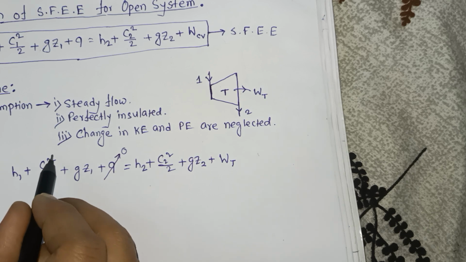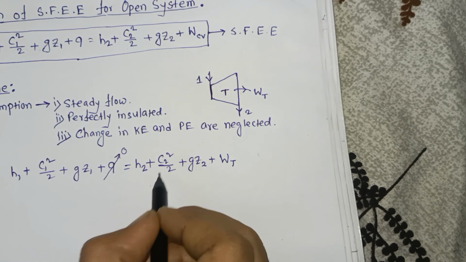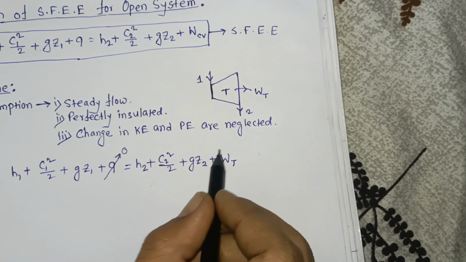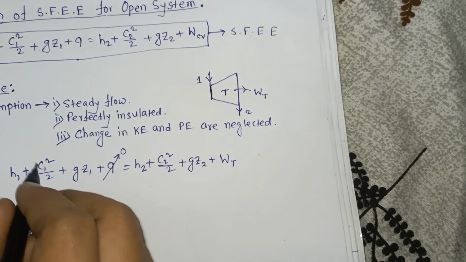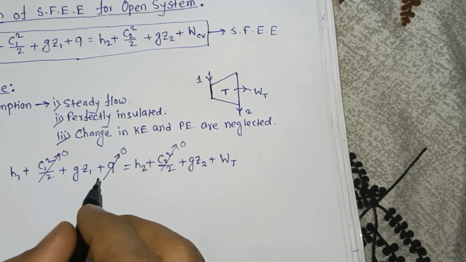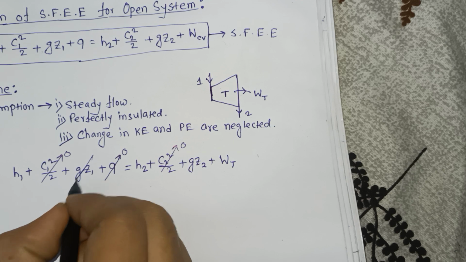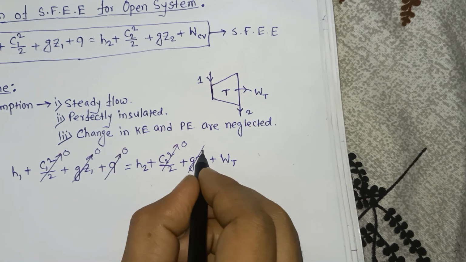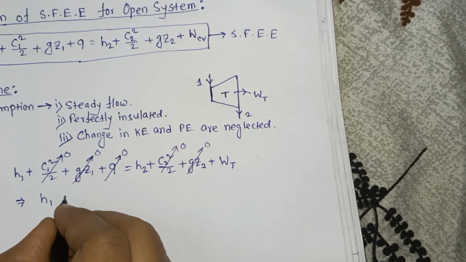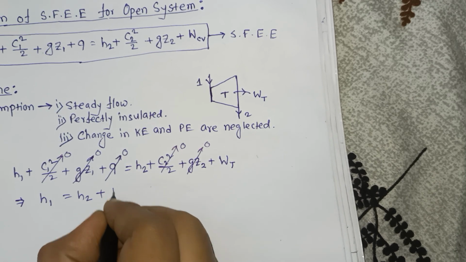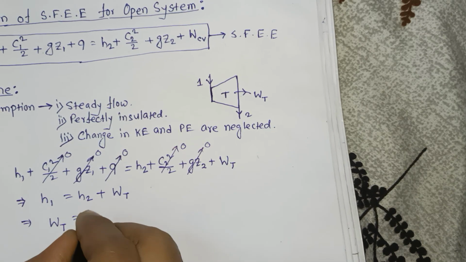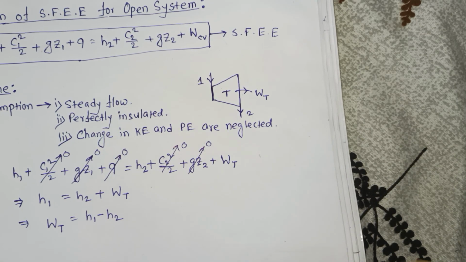Next, the third assumption is that change in kinetic energy and potential energy are neglected. So this is the kinetic energy, and g z1 and g z2 are the potential energy. These are neglected, so that is why these are going to be 0. So from here you can say that h1 is equal to h2 plus W of turbine. So W of turbine is equal to h1 minus h2.